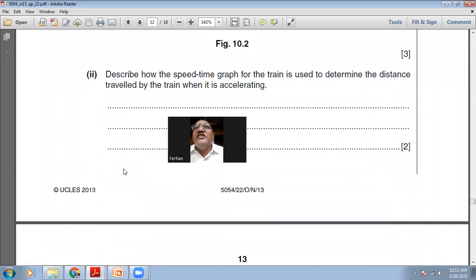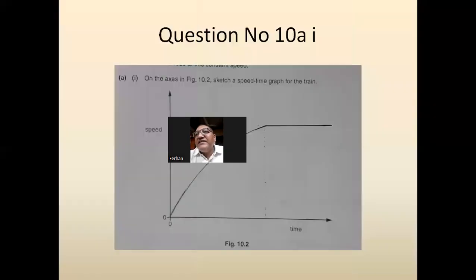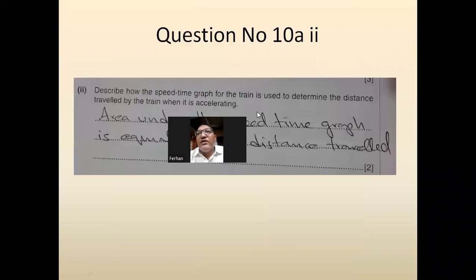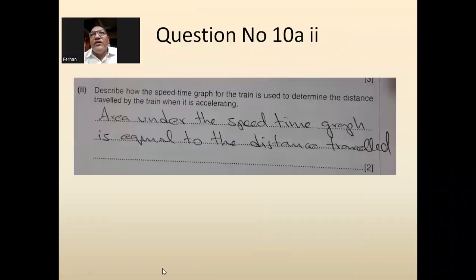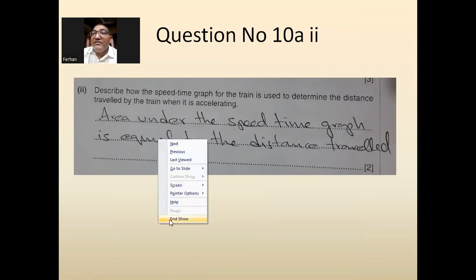He says, describe how the speed time graph for the train is used to determine the distance traveled by the train when it accelerates. You see, the distance traveled you can very easily calculate. Area under the speed time graph represents the distance traveled. So here we go. Area under the speed time graph is equal to the distance traveled. So very simple and straightforward answer, a very famous question.